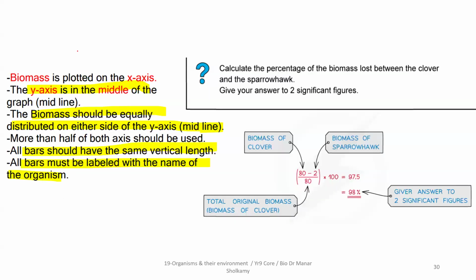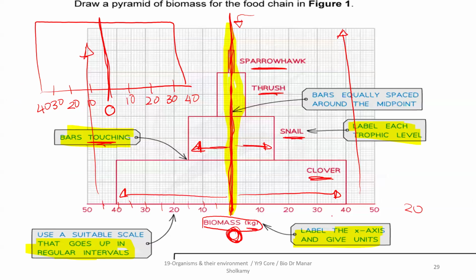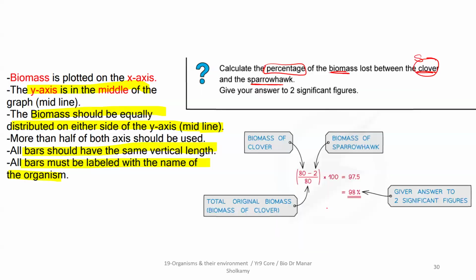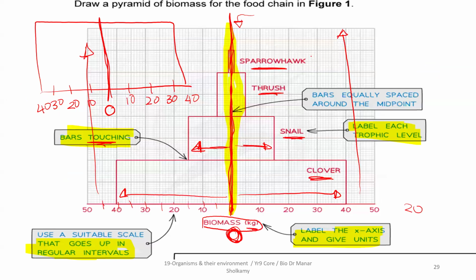Now, they can ask you here to calculate the percentage of the biomass lost between the clover and the sparrowhawk. Give your answer to two significant figures. To calculate the percentage, we want to know the percentage here between the clover and the sparrowhawk, just like the percentage difference. So the clover will be the starting biomass, and the sparrowhawk will be the final biomass. So let's look at the biomass of the clover. The biomass of the clover is 80. So this is the starting value, okay? Over the sparrowhawk, what is the sparrowhawk here? It's 2, with a value of 2.